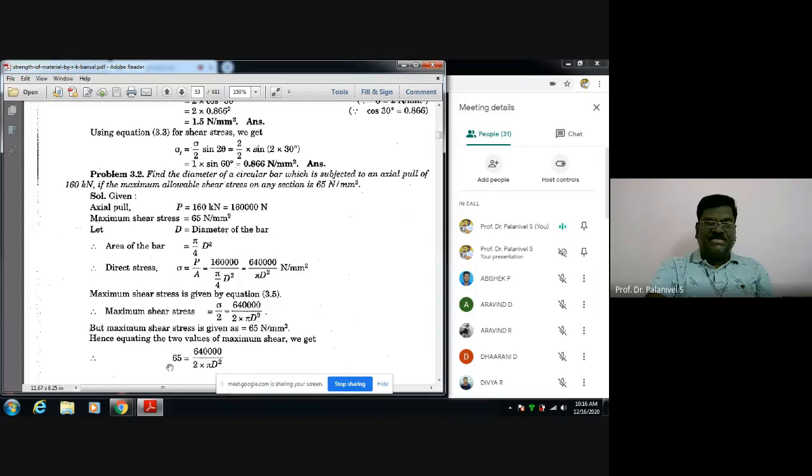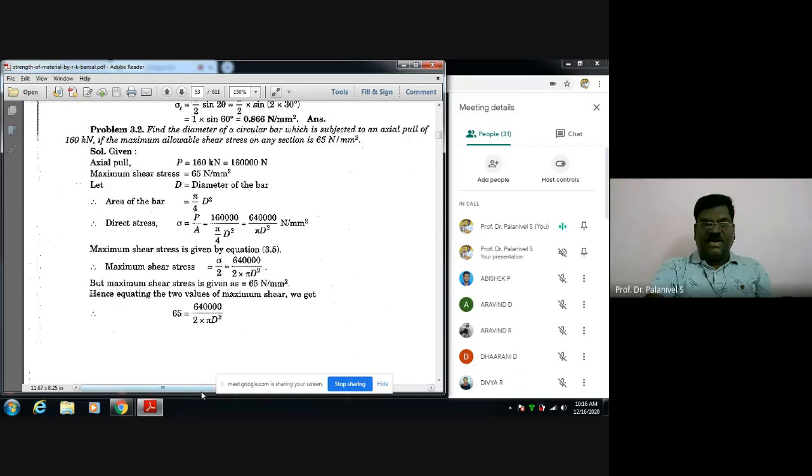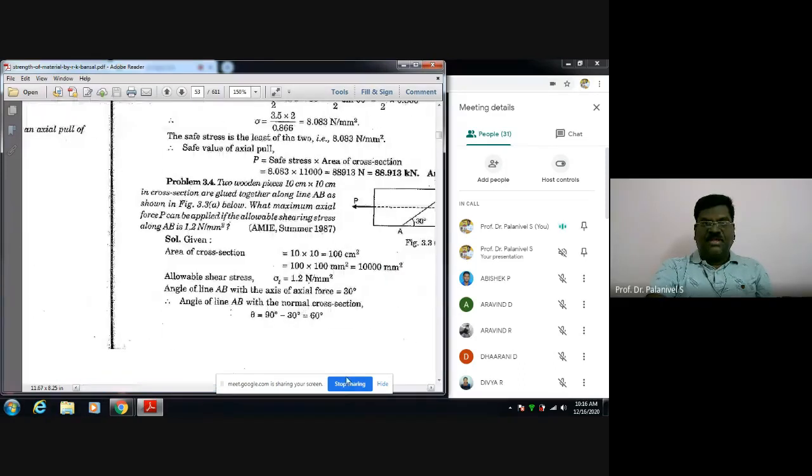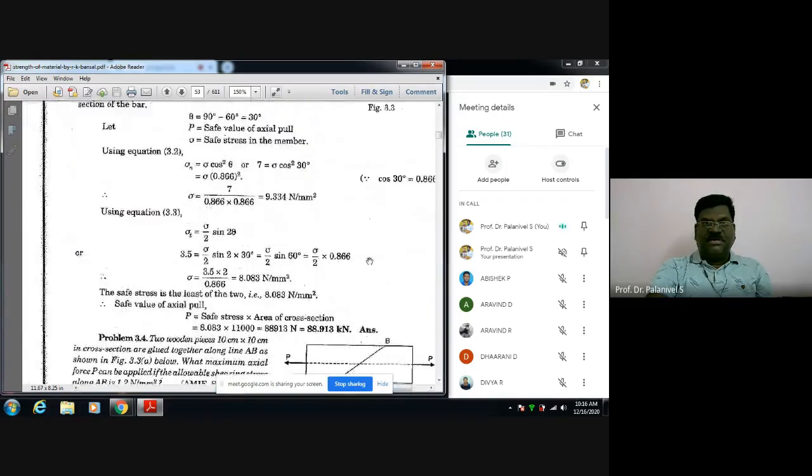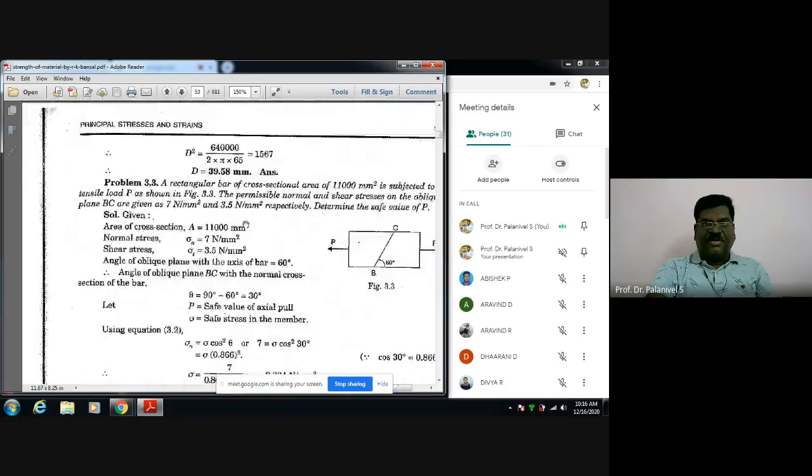Because this is nothing but the maximum shear stress. We are equating that to the allowable shear stress here, which is 65. From this we are computing D. Thus we determined what should be the diameter of the bar. That is determined in this problem. D equal to 39.58 mm. With this I will finish. Time is almost over.